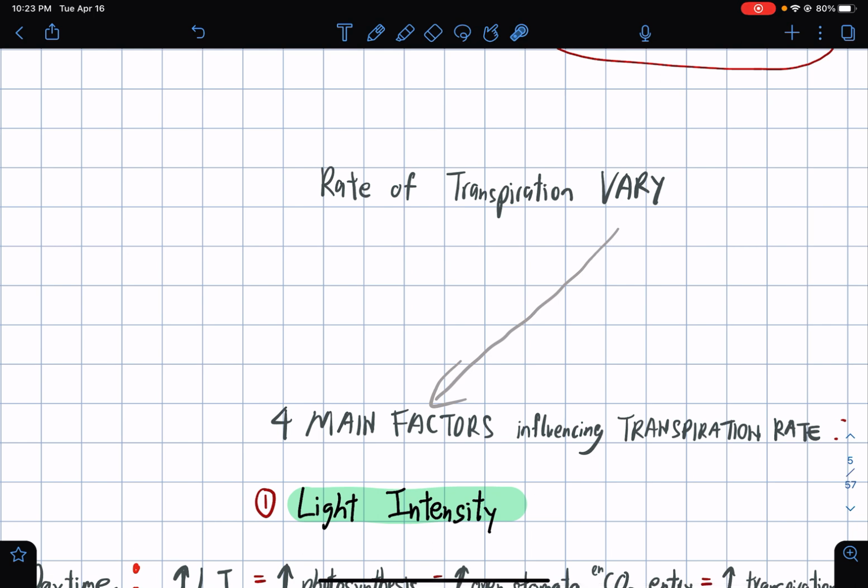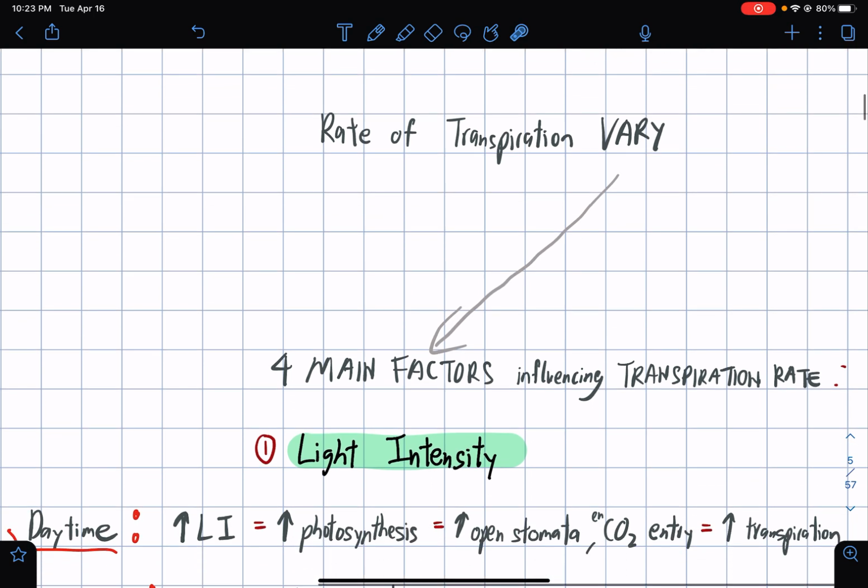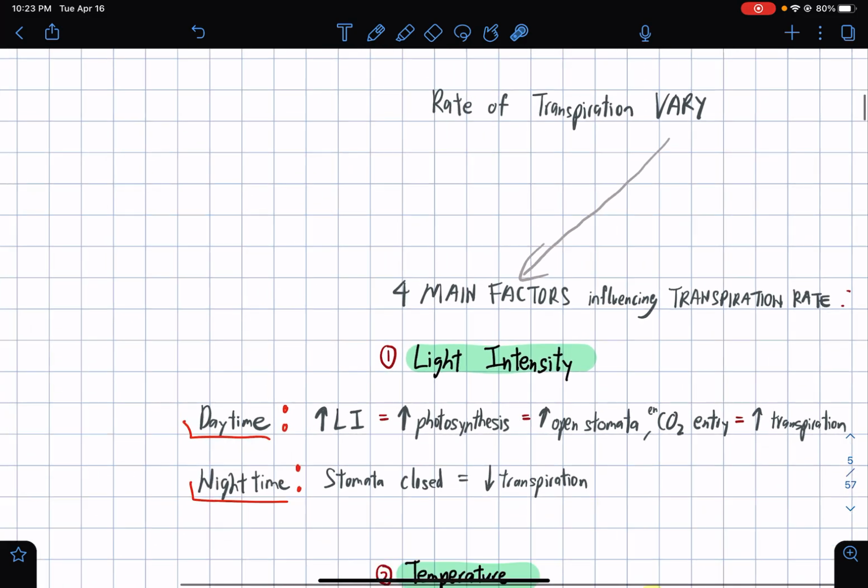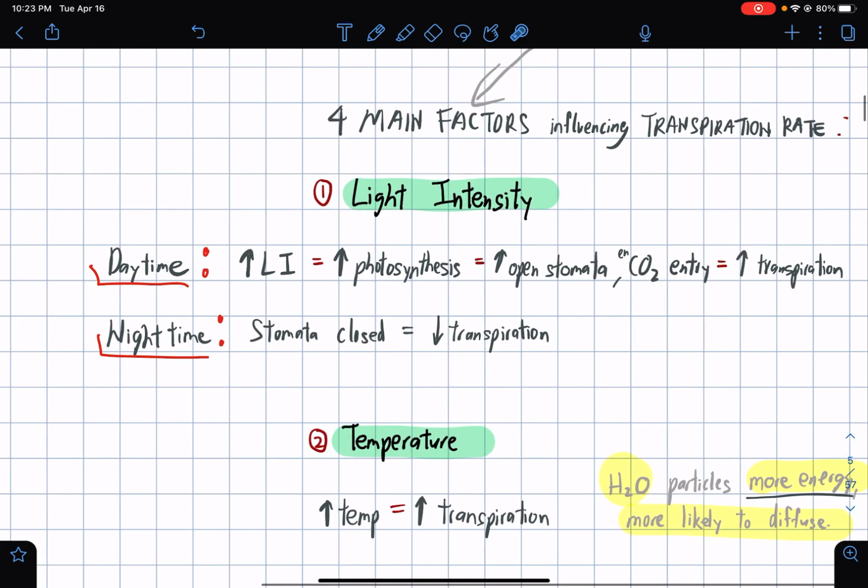You might ask how the rate of transpiration can vary. It's influenced by four main factors. First is light intensity, connected to what I said earlier. If it's nighttime, the stomata is closed and there is a very low rate of transpiration. But if it's daytime, the light intensity is high, the rate of photosynthesis is also high, and naturally the stomata is open. So the entry of CO2 is made possible, and at the same time, the rate of transpiration is also high.